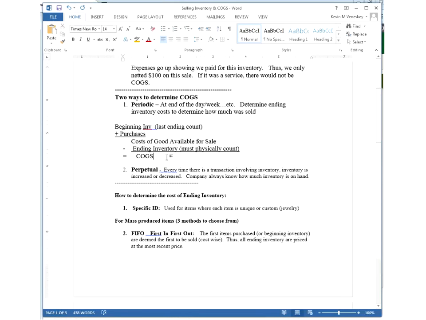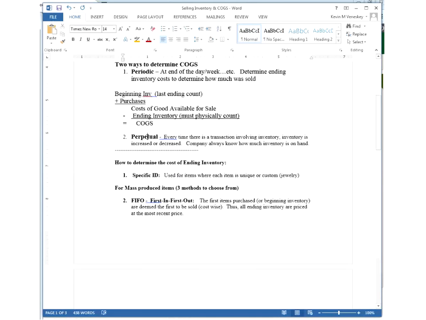Then you have to go to the point of, well, I have 4 left. How much did those cost me? And that's what we're going to look at when we get down here to determine the cost. The second way, instead of counting your ending inventory at the end of every day or every week, you could simply go through and update your cost of goods sold after every single sale.